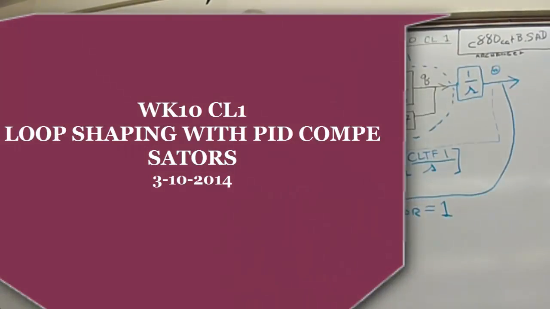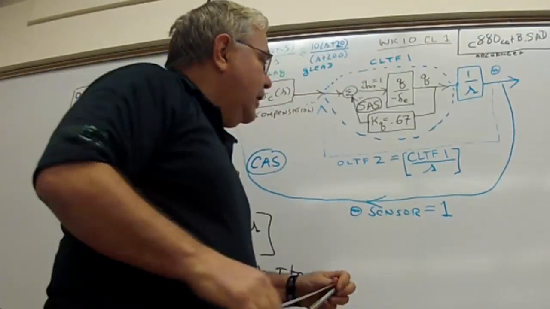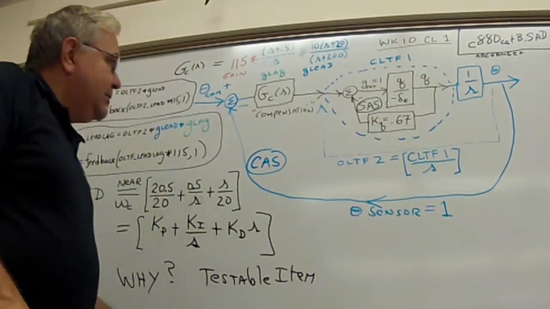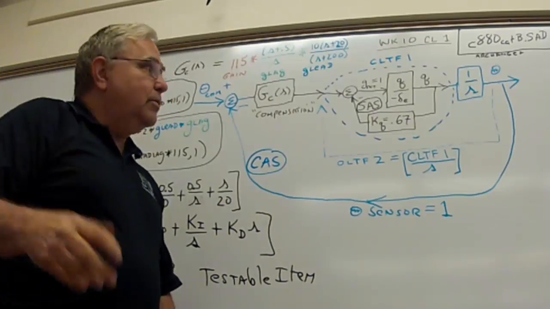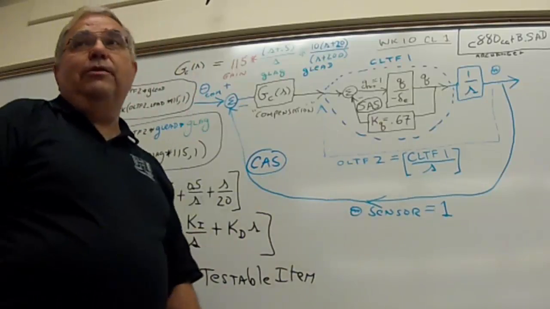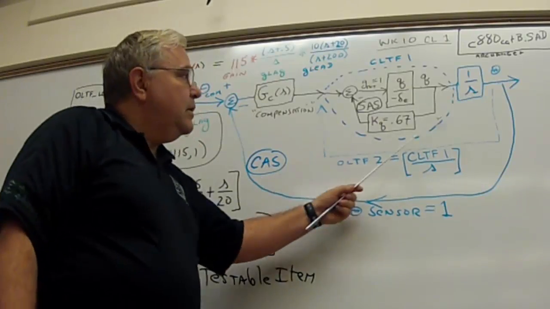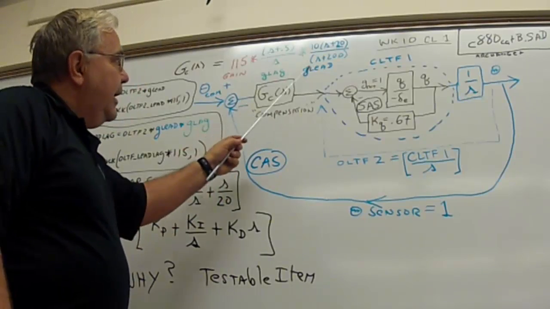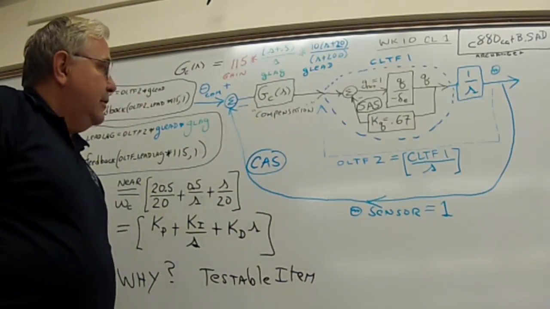Okay, this is week 10, class 1, and our last week called Dead Week. And we're going to be looking at the Convair 880 in its air refueling mode, which is category B. The SAD file is C880 catb.sad off of Archangel.